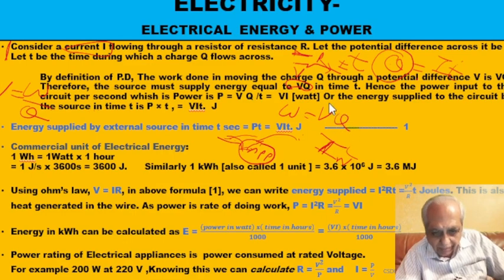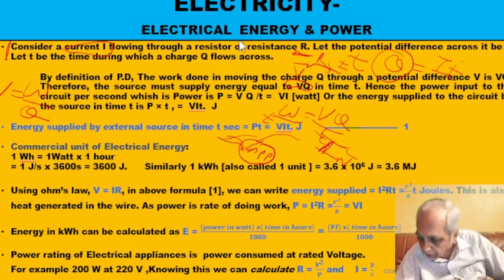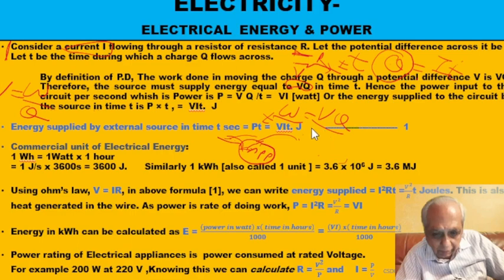Now, this work has been done in how much time? In time t. So, if I divide both sides by t, work done upon t is equal to VQ upon t. Now, what is work done per unit time? Work done per unit time is power. So, power is equal to VQ upon t.